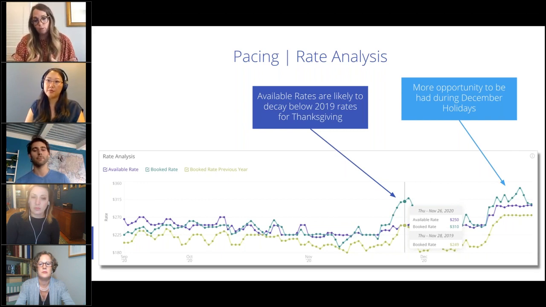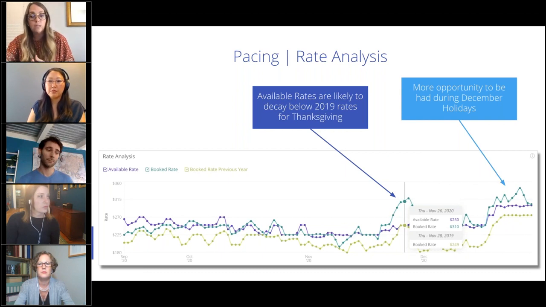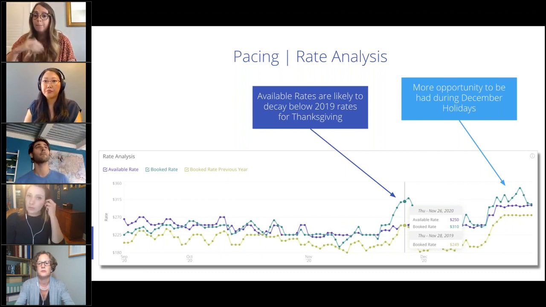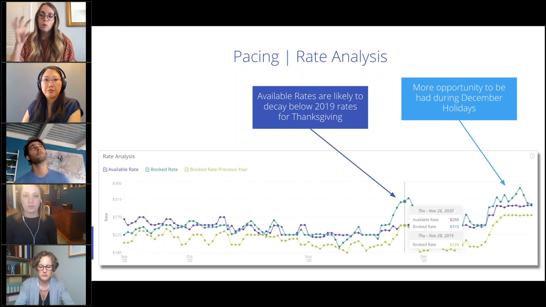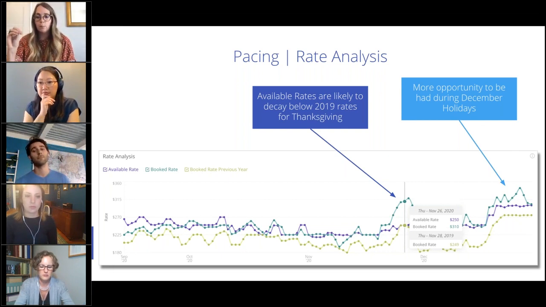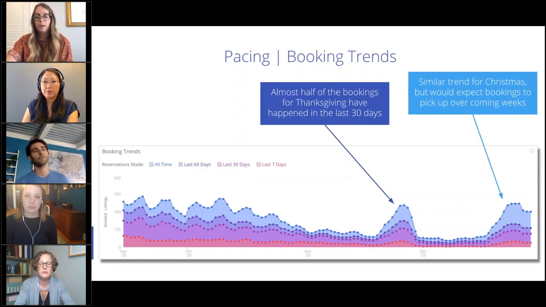So what you can expect for Thanksgiving is, if you have a property that's not booked yet, you may end up with lower revenue than you did compared to last year. But if you look out to the December holidays, you can see that there's a lot more room between that purple and the light green line, so what the available rate is and what the booked rate was for last year. And there's more room for decay and more opportunity to capitalize on revenue.